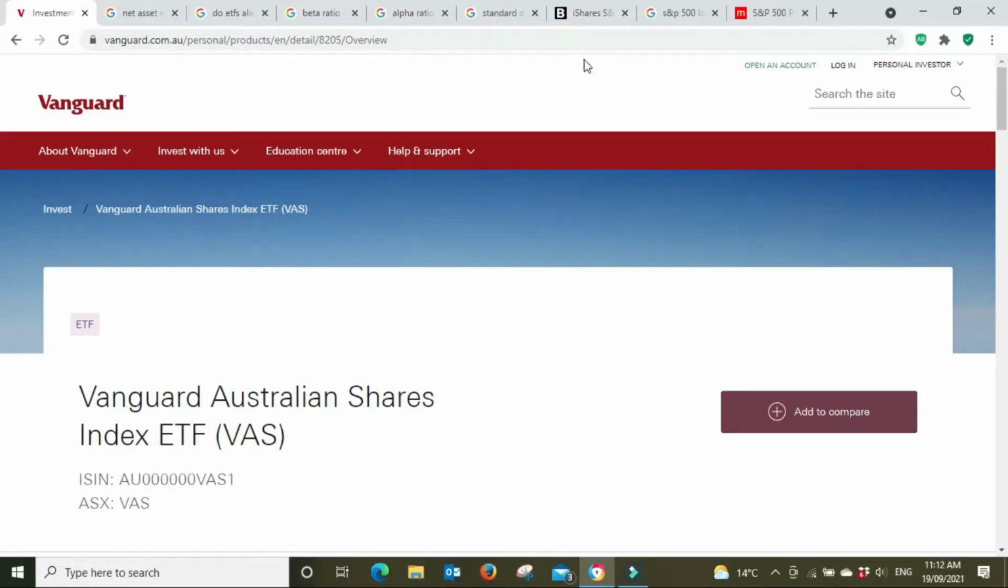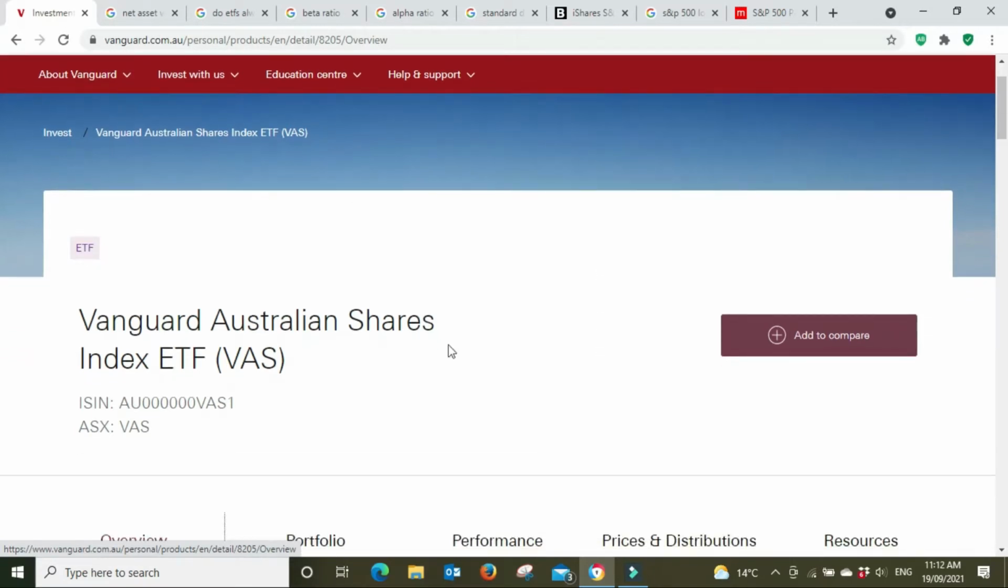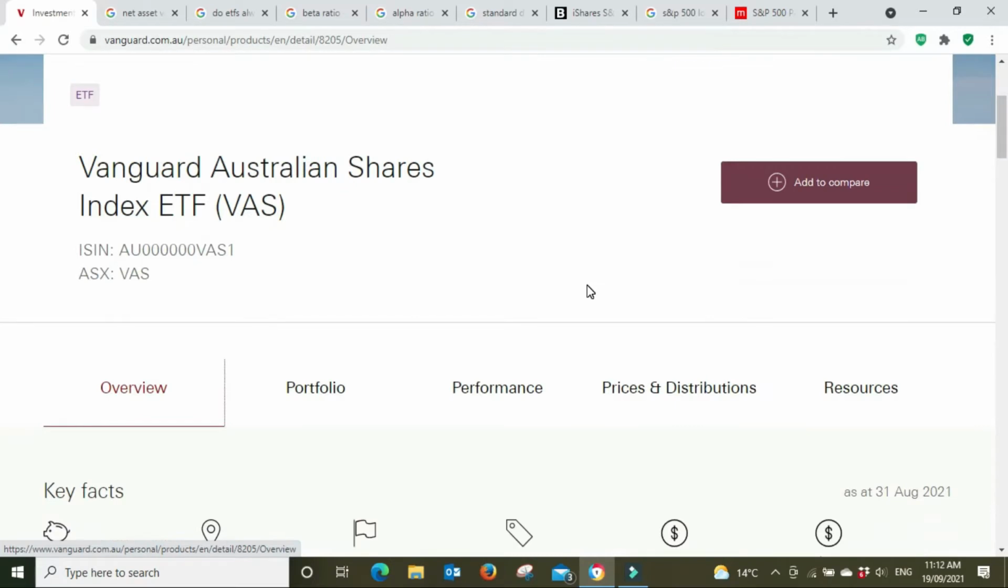Okay, so here we are on the Vanguard website. So what I've done is I've gone into Google and I've typed in ASX VAS, and that's brought me to this page here. Or you could type in Vanguard and come straight here, or type in Vanguard VAS, and that will bring that up in the results as well. So it's easy enough to get here, and here we are. So we've got the VAS, Vanguard Australian Shares Index.